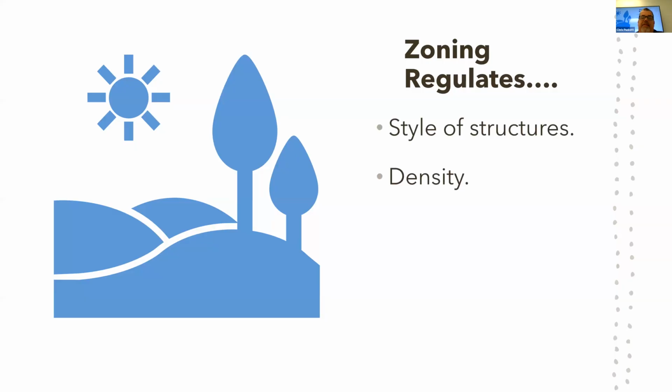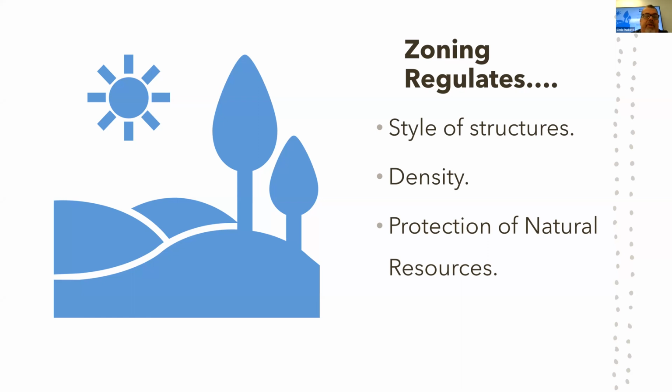Zoning also regulates styles, which we talked about, and how dense you can build something, how many houses per acre. And then they are also starting to get a lot of protection for natural resources. You'll hear us talk about critical watersheds. Those are strictly regulated.